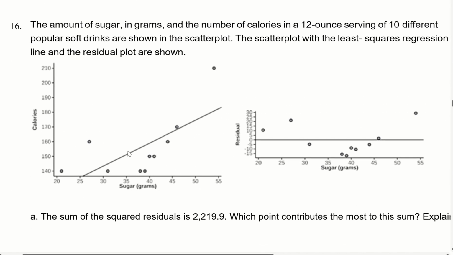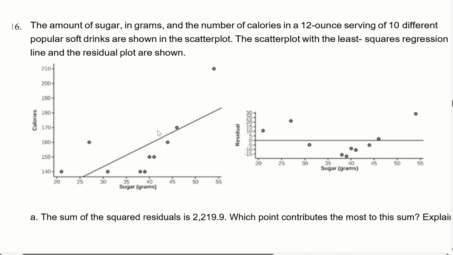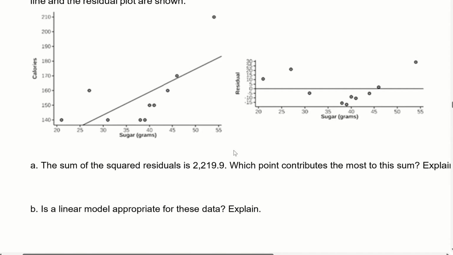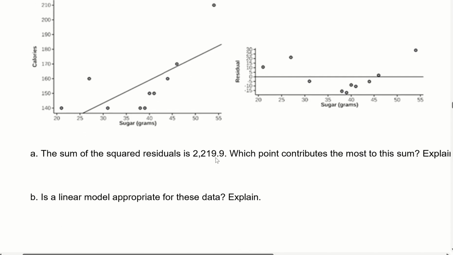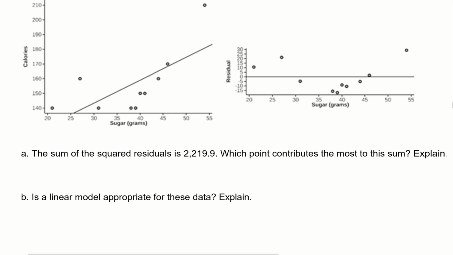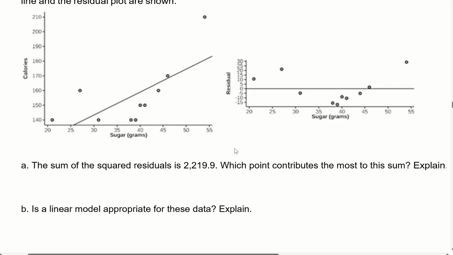Number 16, the amount of sugar in grams and the number of calories in a 12-ounce serving of 10 different popular soft drinks are shown in a scatter plot, and we got a residual plot next to that. It says the sum of the squared residuals is 2,219.9. Which point contributes the most to the sum? Well, the point that's going to contribute the most to the sum is the one that's farthest away from the line, which is that one, right?